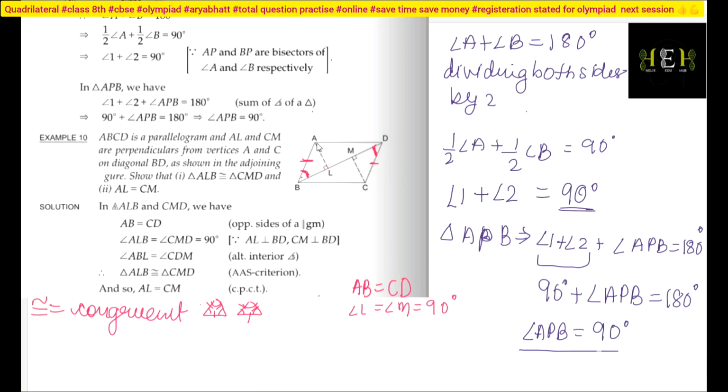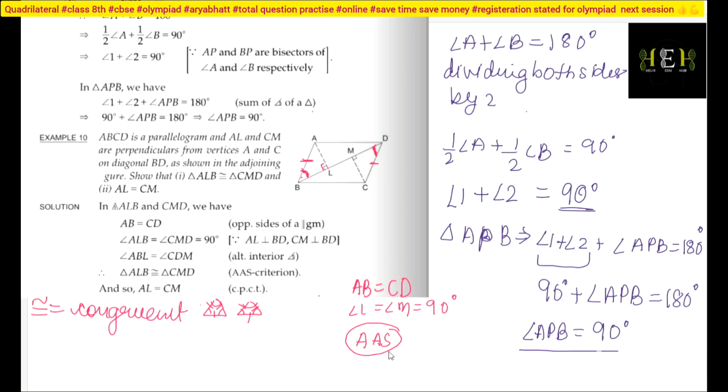So what I have done, I have said that since ABCD is the parallelogram, AB is equal to CD. First thing, since AL is drawn perpendicular and CM is also drawn perpendicular, angle L and angle M will be 90 degree. Next thing is that AB is parallel to CD, and BD is the transversal. So what happened, this angle is equal to this angle, right? Angle ABL is equal to angle CDM, because of interior alternate angles. So I have one angle equal, this angle equal, and this side equal. So I can say AAS.